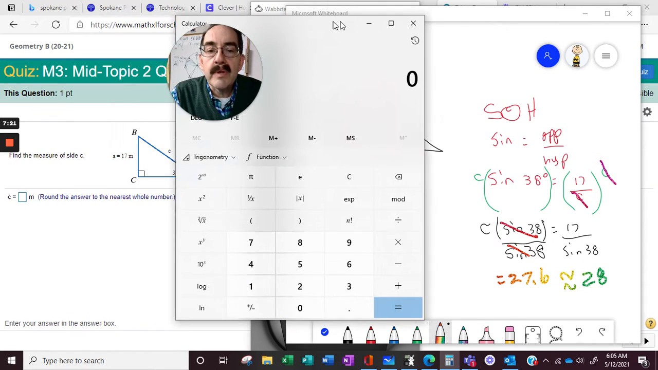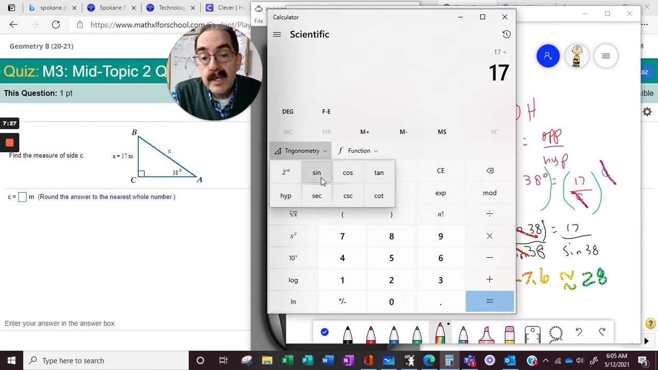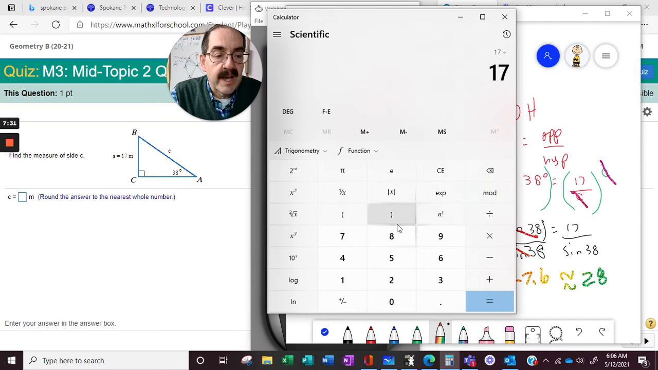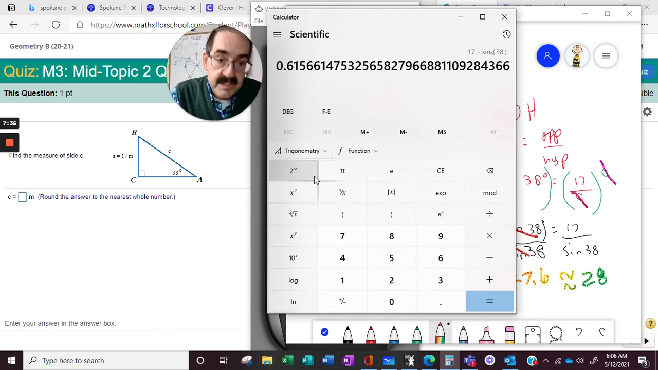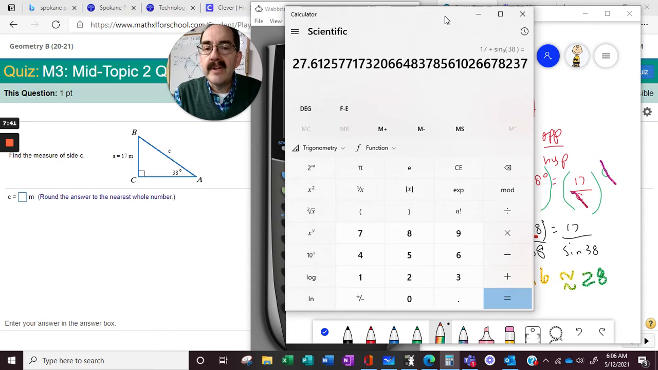Now in this one, we've got to go in a little different direction. 17 divide 38 trig sine. Enter. There we go. So it's a little different keystroke activity. Okay, so we still get 27.6 rounded up to 28.